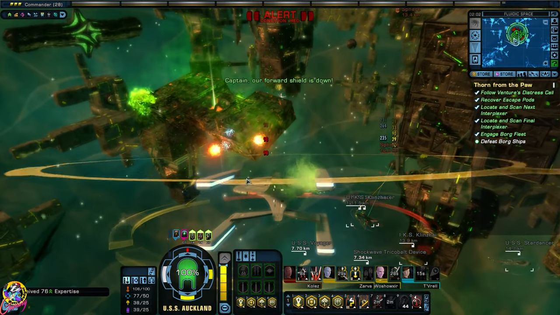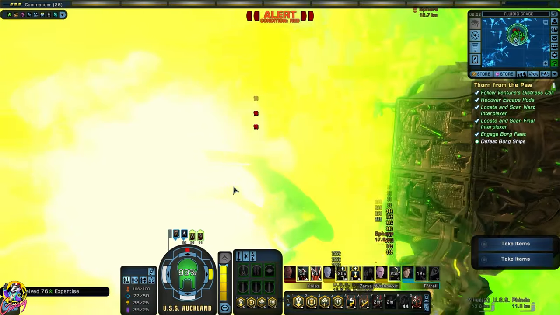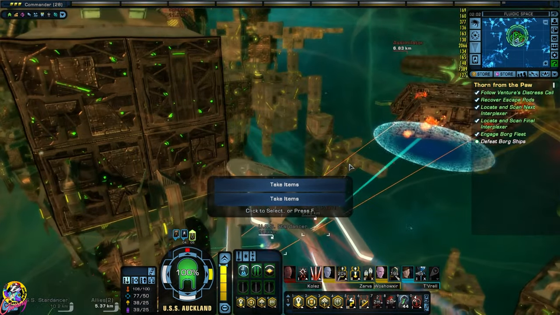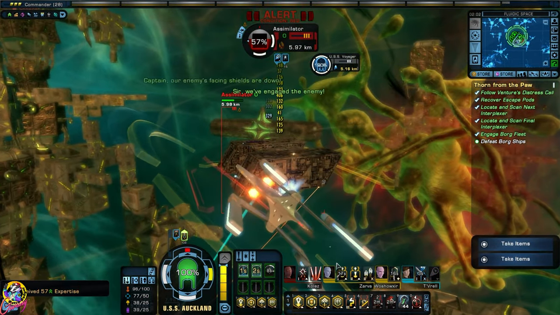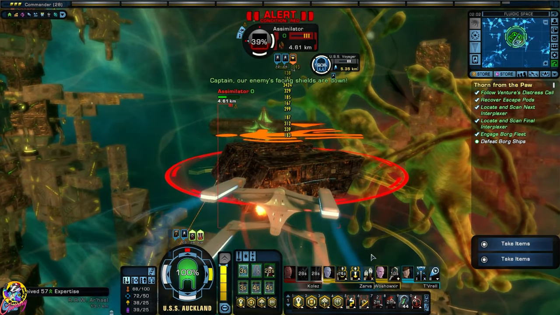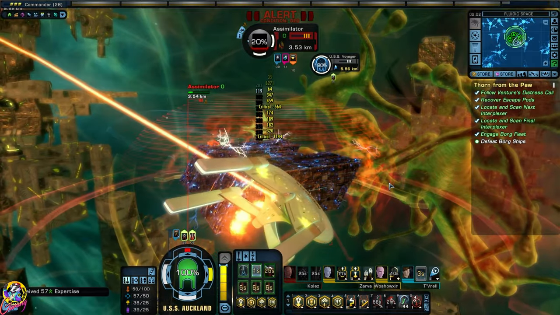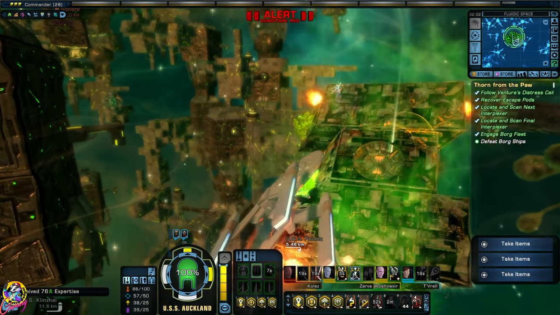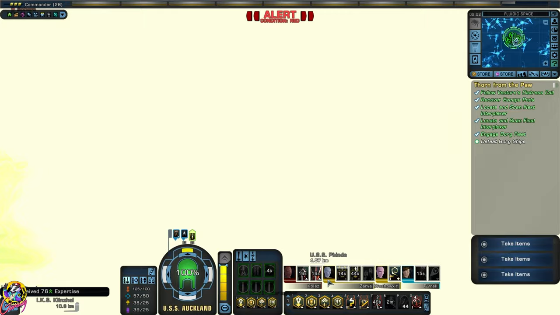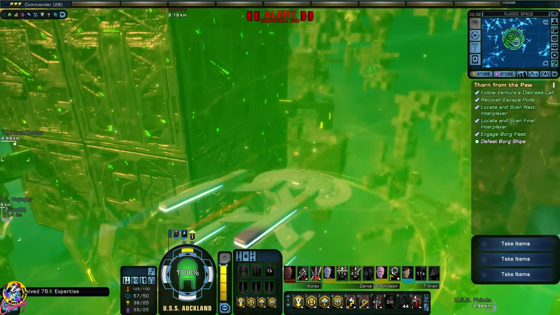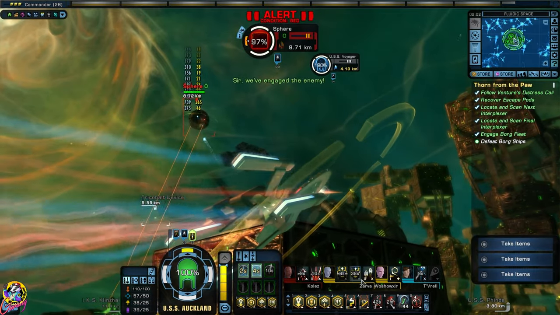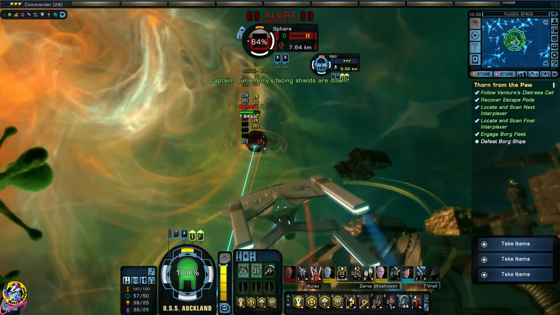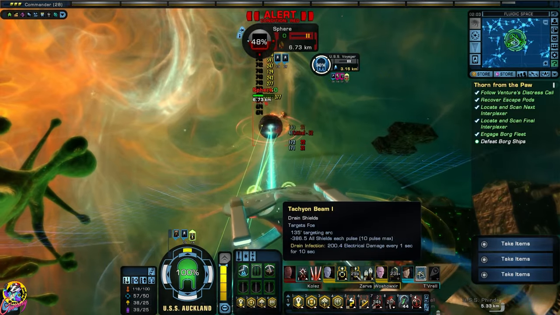Ooh. Well, one down. 5,000 to go. Got another assimilator. Kaboom. Oh gosh! Who's next? Oh, Borg Sphere. They've got no shields.